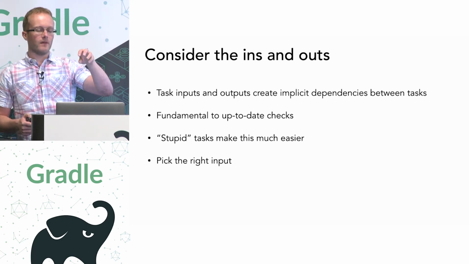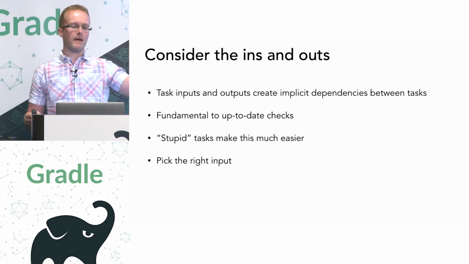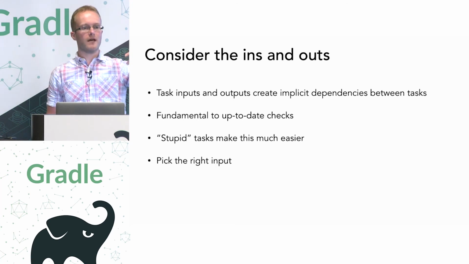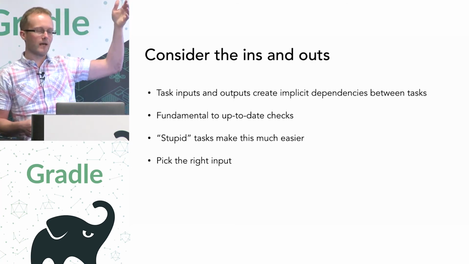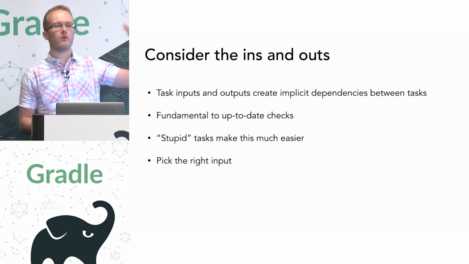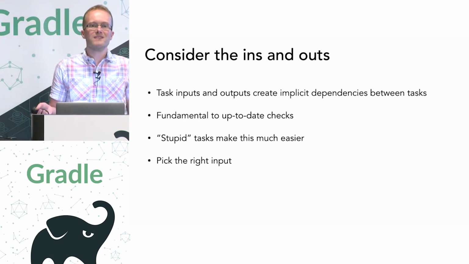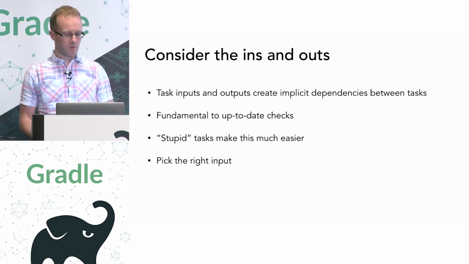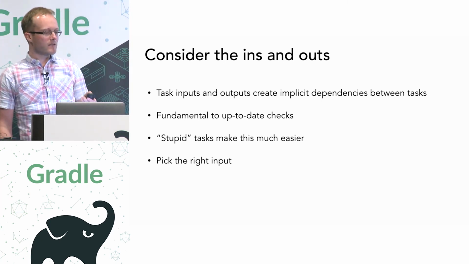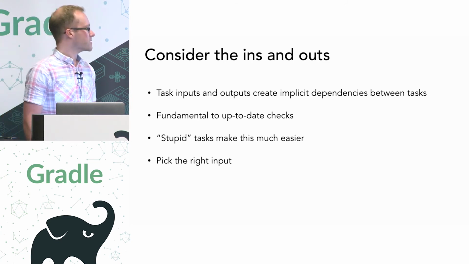If you get it right and you just basically make everything be properties that you set on the task, it makes it a lot easier to then just annotate those setters and the getters, or annotate the fields to tell Gradle what the inputs and outputs are. It becomes easy rather than becoming something that's difficult to figure out what the inputs and outputs should be. Last thing, pick the right input.